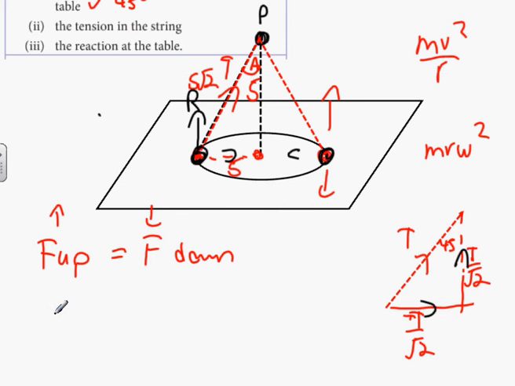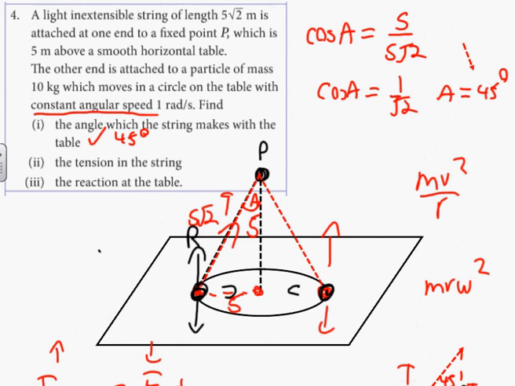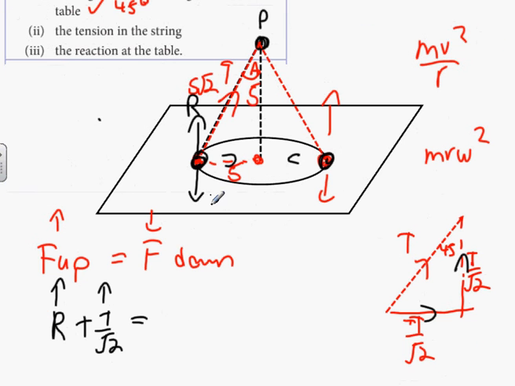R is going up. Okay, what's going down? Or what else is going up? T over root 2 is also going up. What goes down? I haven't put it in yet. The weight being, how many kilos are we looking at here? 10 kilograms.